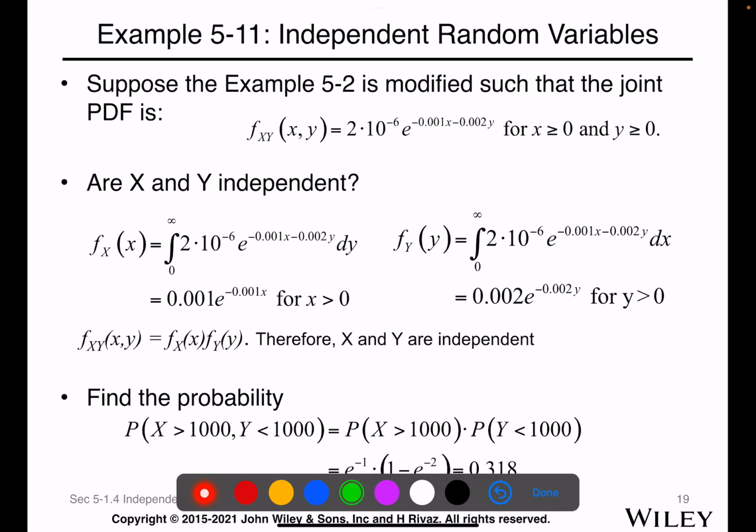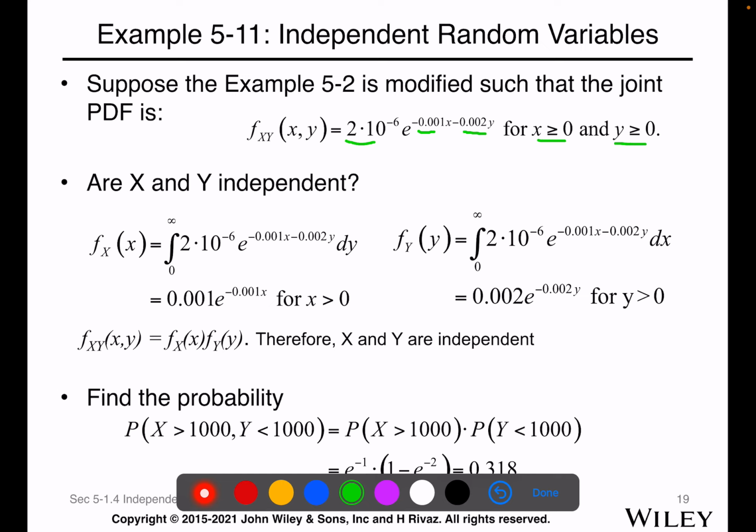Okay, so let's look at an example. Here we have a PDF that's exponential, right? So some coefficient times e to the minus ax minus by. This PDF is defined for positive x and positive y. Sorry, non-negative x and non-negative y.